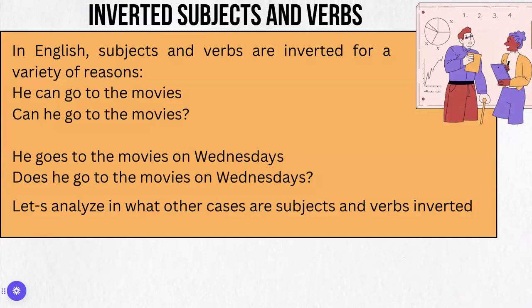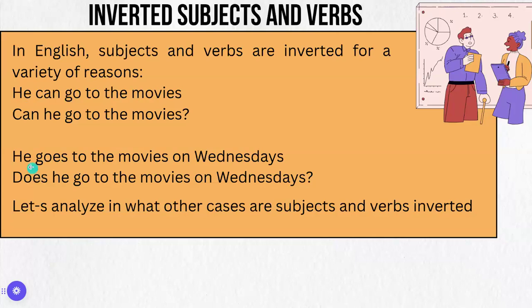The next strategy that I'd like to tell you about is about inverting subjects and verbs. Now, many times in English, subjects and verbs are inverted, and they can be inverted for a variety of reasons. For example, when we have affirmative statements or negative or questions, like this one. He can go to the movies. But if I want to make a question with that, I would say, can he go to the movies? So I will invert my subject and my verb.